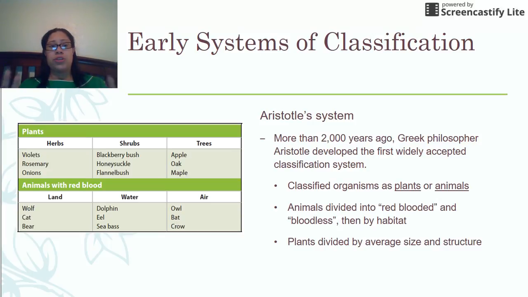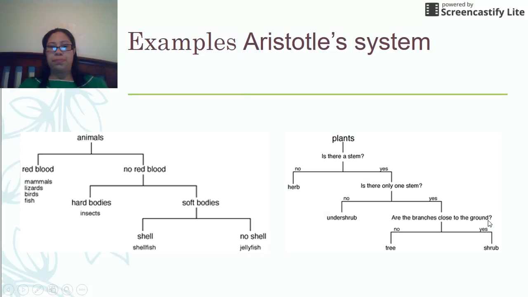With animals, he first broke them up by whether they have red blood or whether they don't have red blood. An example of one without red blood is a jellyfish. With the red-blooded animals, he broke them down further by where they lived: the land, the water, and the air. If you take a look here, we can see how the animals are broken up whether they're red-blooded or not. He broke the non-red-blooded ones up further into hard or soft bodies, and then shell or no shell. With the plants, this is how he broke them up into being herbs, trees, or shrubs.